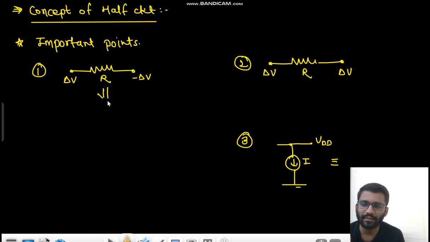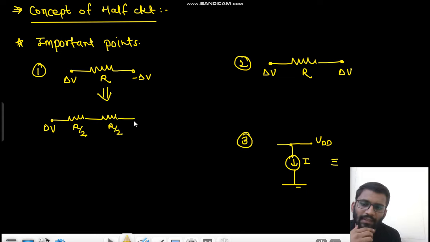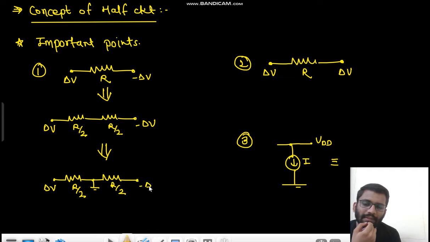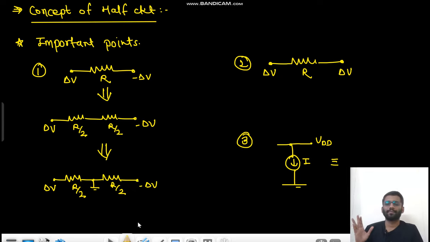Now what I am doing is that I can make this delta V, this R by 2, this R by 2, this R by 2, this minus delta V. Any problem with that? No. I can make this R by 2, R by 2, and this is grounded, and this is delta V, this is minus delta V. Tell me, is there any problem?